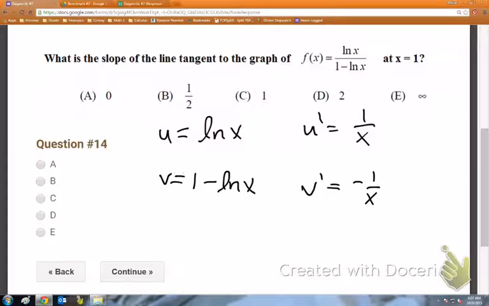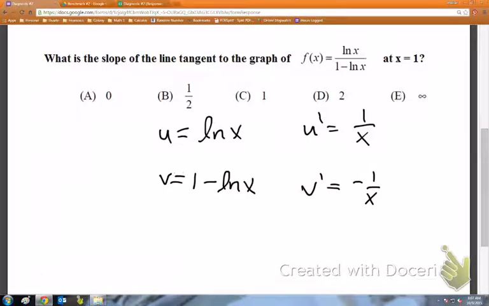So again, save ourselves some time. I'm going to actually just plug in 1 right now, because it's easier to do that than writing out all of this crazy mess. So if I plug in 1, I get ln of 1. This is just something that you need to know, no questions asked. You just know exactly what ln of 1 is as soon as you see it.